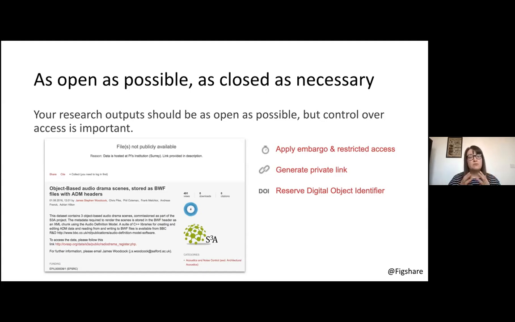But if you wanted to reserve a DOI as part of a publication, then you could come into Figshare, reserve that DOI and share it with a publisher, for example, and say, this is going to be the DOI for my data. It's not published yet, but as soon as the article is published, then I'll go back into my Figshare item and publish it. So yeah, a couple of options around making data closed where necessary or restricted where necessary, and a couple of sharing options as well.